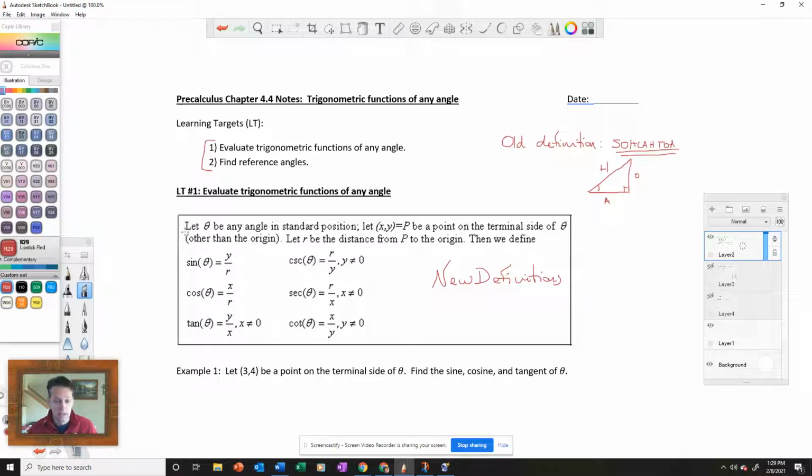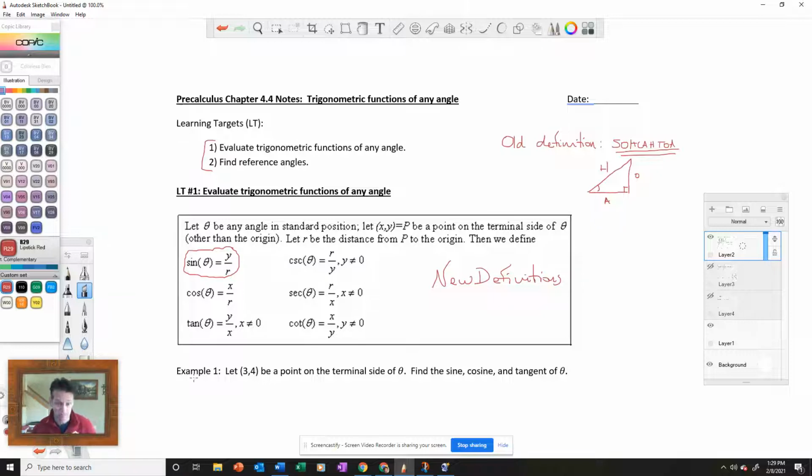We're going to say, definition. Let theta be any angle in standard position, and let the point P of x, y be a point on the terminal side of theta, other than the origin, of course. Let r be the distance from P to the origin. We define the sine of theta as y over r. Now, that is really weird and confusing looking, so we're going to do an example. We're going to unwrap that and make sure you know what we're talking about.